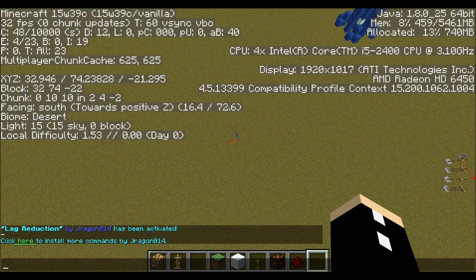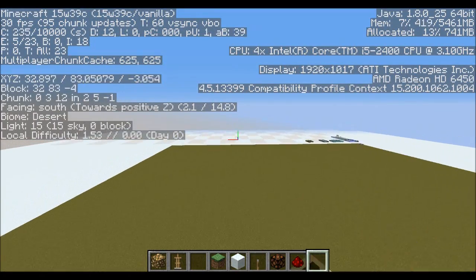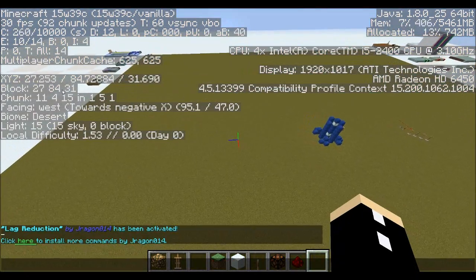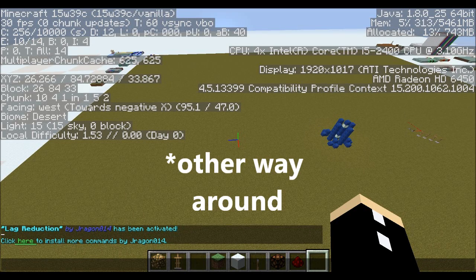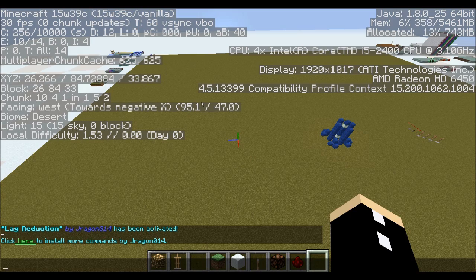This part here where it says block is not your exact coordinate, but it's just roughly where you are. And then the chunk is what chunk you are in, so which one of these chunks you are in, and then where you are in the chunk. And we've gone over the facing, but these two numbers are exactly where you're facing.